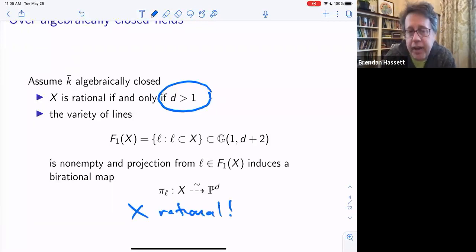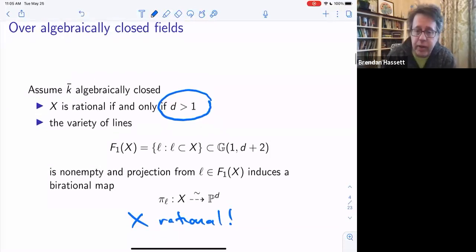And so I'll take this as the basic easy rationality construction over algebraically closed fields. And to some extent, we'd like to explore whether there are other rationality constructions that are not just obtained by this projection construction.